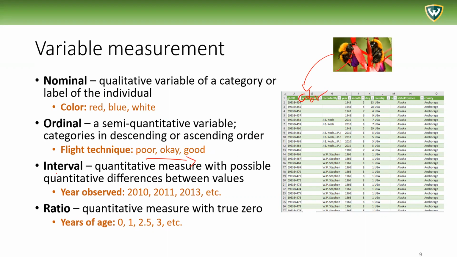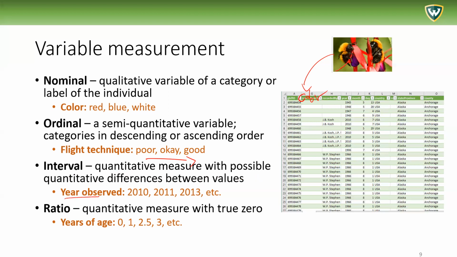Another kind of variable measurement is via interval, which is a quantitative measure with possible quantitative differences between values. The interval is usually just going to look like an integer, and it may even be a decimal as well. So not just integers, but decimal values. It's very similar to the ratio, which we're going to be talking about. The difference is that with the interval, the difference between values makes sense numerically.